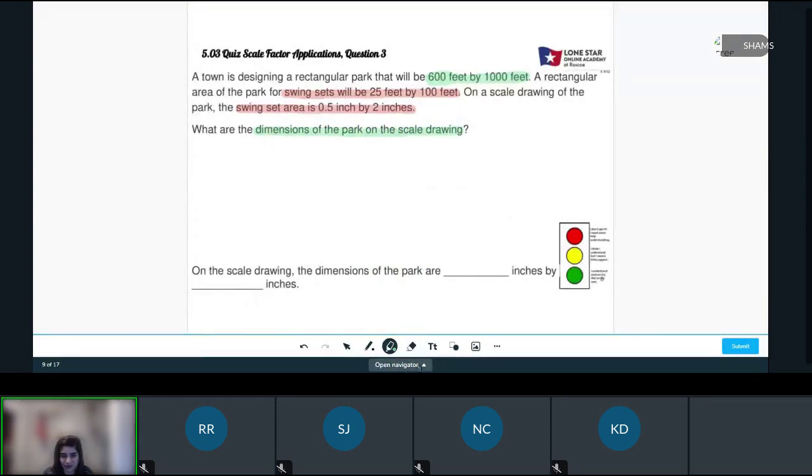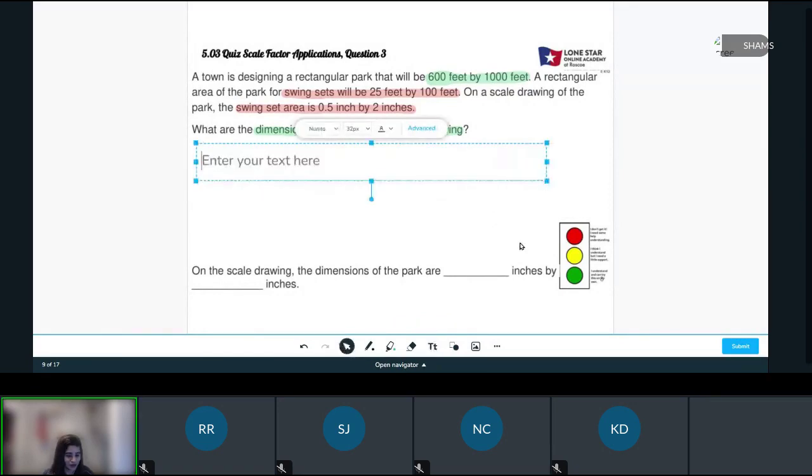Let's see how we can work this one out. So we talk about the swing, for example, swing's length and swing's width is given, right?